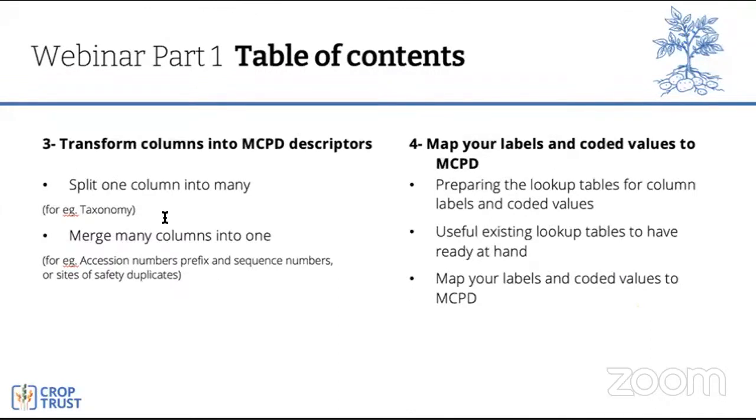Then, as part of standardizing data into the MCPD data format, we will show you how you can transform the columns into MCPD descriptors. For example, how to split one column into many, or how to merge many columns into one, depending on the requirements of the MCPD standard. Then we will show you how you can map or transform your labels and your values that are supposed to be codes according to the MCPD standards. So we will prepare together some useful tables that you can keep and save, then use later on for all of your mapping endeavors to MCPD.